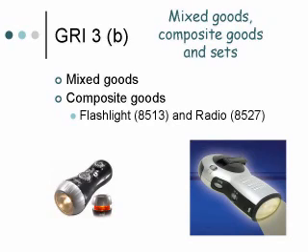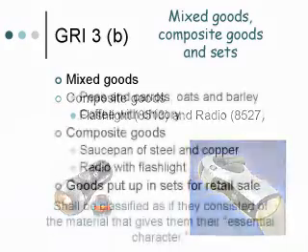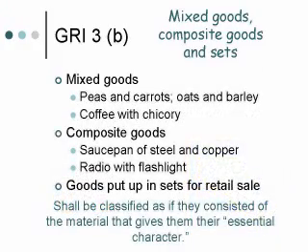The third kind of goods that are covered by Rule 3b are those that are put up in sets. Briefly, sets are items of different classifications that are put up in a single package for sale to the end user. 3b tells us to classify the sets according to the essential character or the main reason you would buy the set. All of the above goods, which are mixed goods or composite goods, will be classified as if they consisted of the attribute that gives them their essential character.